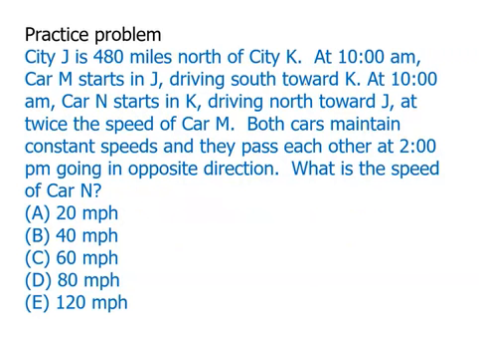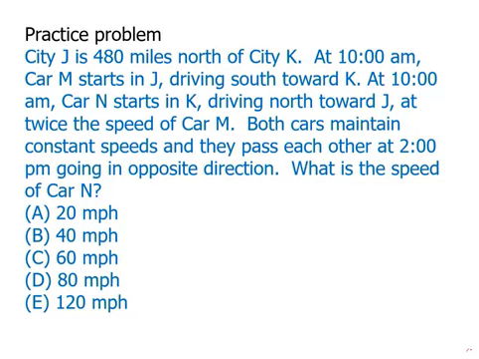Here's a practice problem. Pause the video and then we'll talk about this. Okay, so City J is 480 miles north of City K. At 10 a.m., car M starts driving south, and car N starts driving north, and it's going twice as fast as M. Both cars maintain constant speeds, and they pass each other at 2 p.m. going in opposite directions. What is the speed of car N?